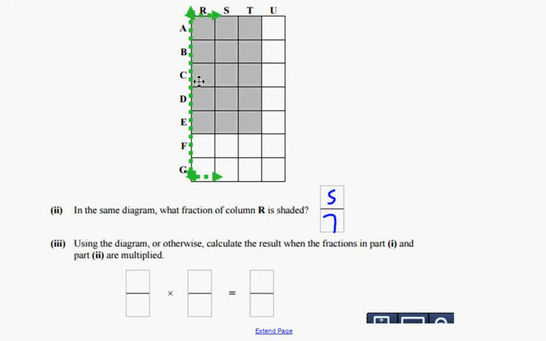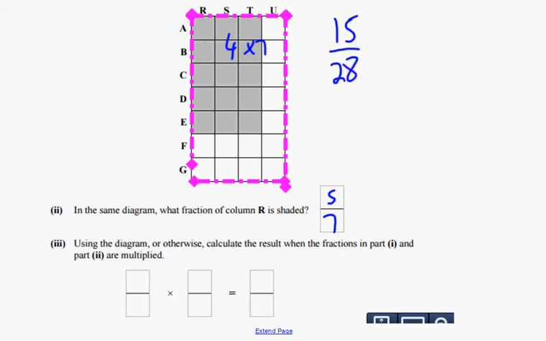Now, if we're to look at the overall picture, I haven't been asked to look at the overall picture yet, but let's look at the overall picture. We can say that there's 15 blocks, so 5 by 3, 15 shaded, and then we have 4 by 7, which is 28. 15 out of 28 are shaded.